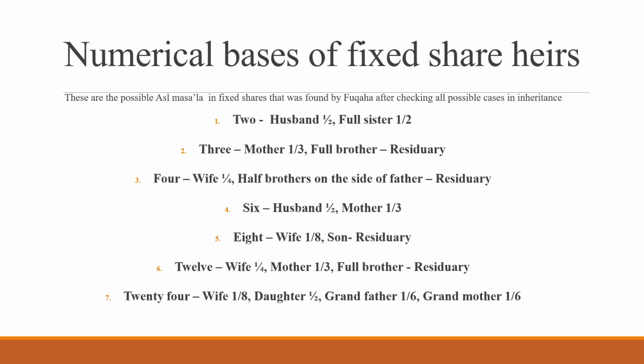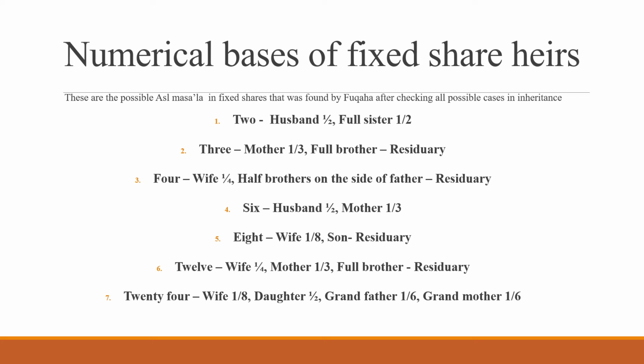There will be a confusion for you: how is 2 found? It is coming very shortly. Please be very curious and wait for that. So the 7 numbers, please understand these 7 numbers. In the cases where there are fixed share heirs, these numbers will be the numerical basis. I have given the example, but sometimes it is confusing how it is found. I will detail it very soon.